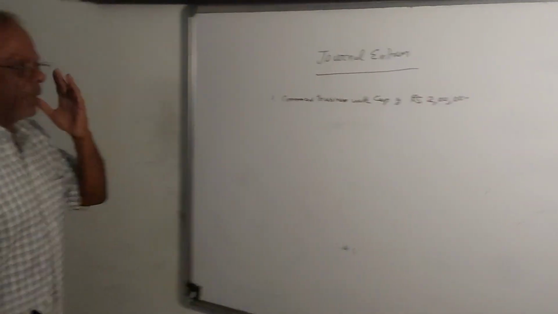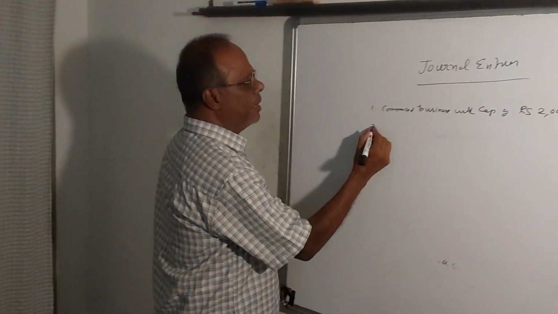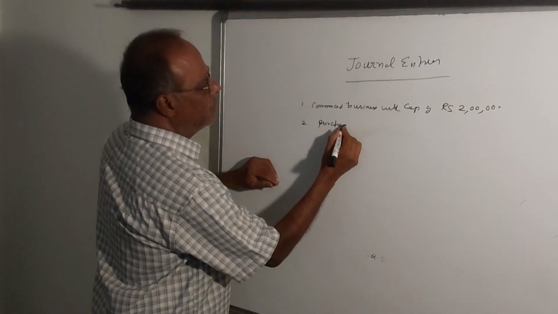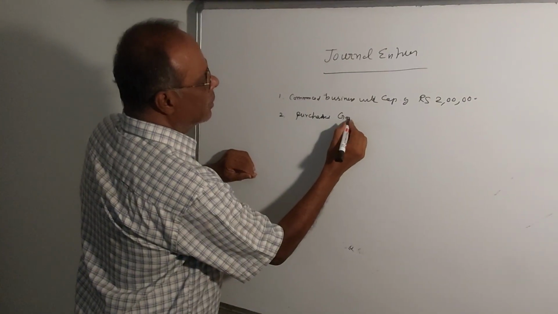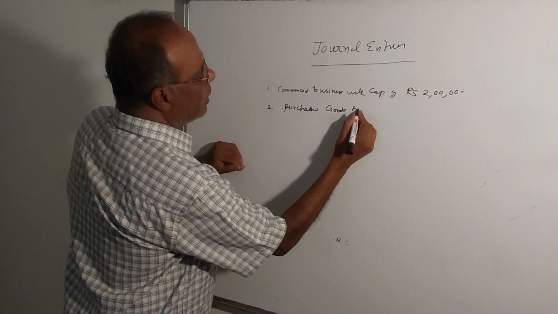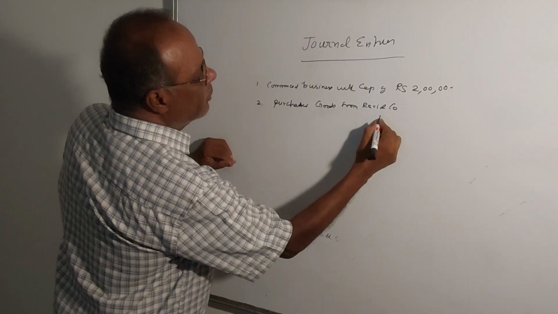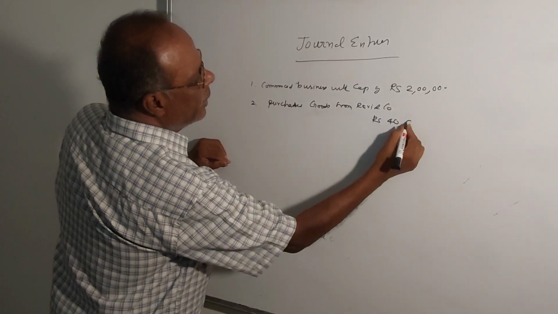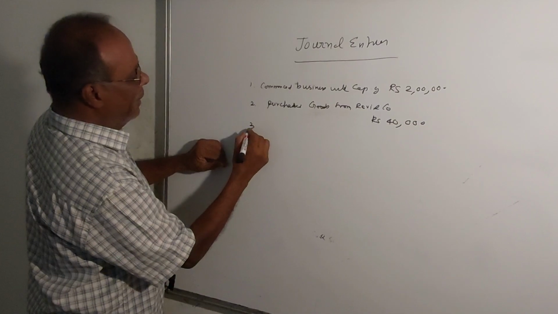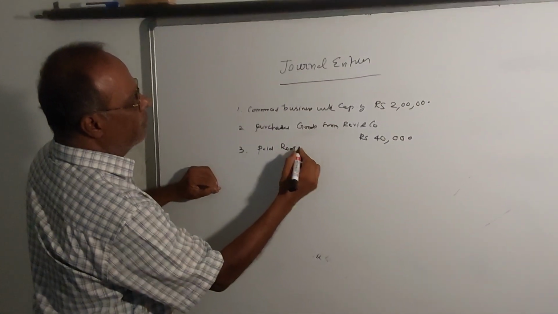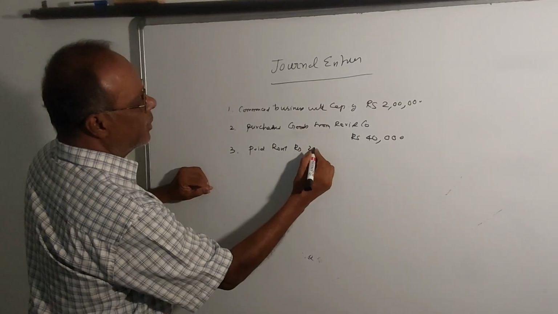Commence business with capital of 2 lakhs. Then purchased goods from Ravi and Co., rupees 40,000. Okay. Paid rent, rupees 25,000.